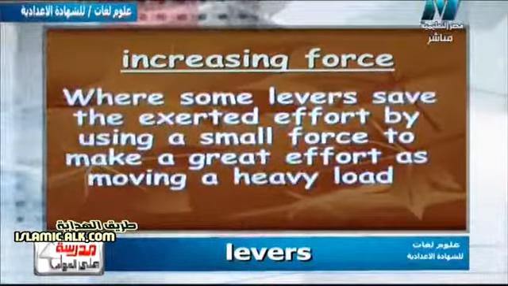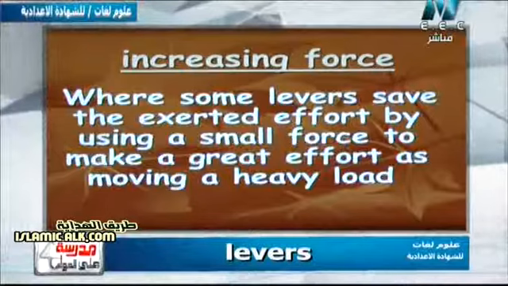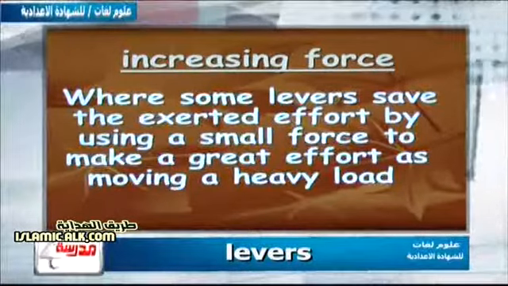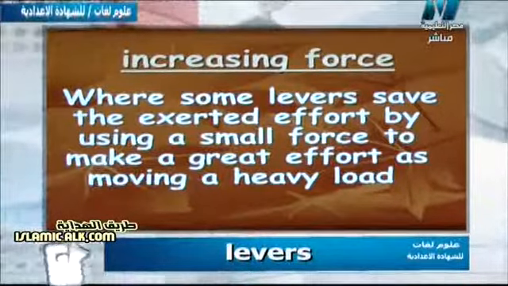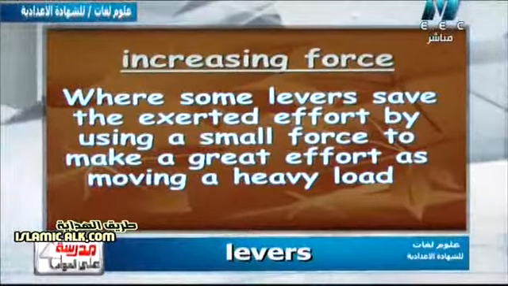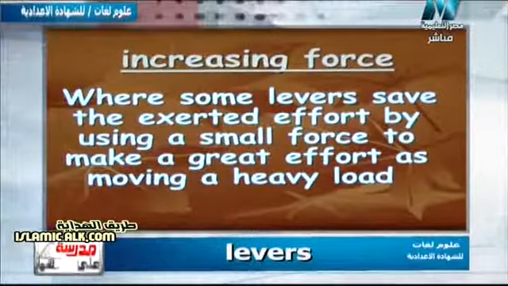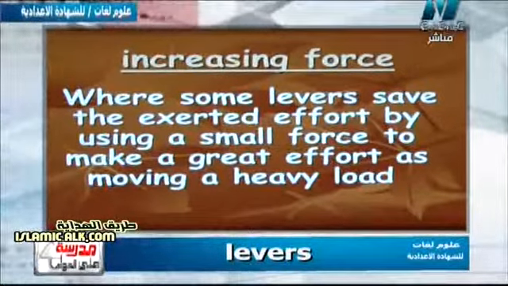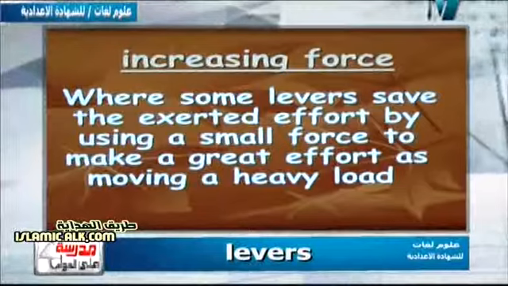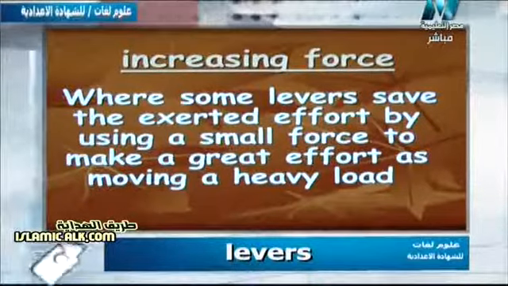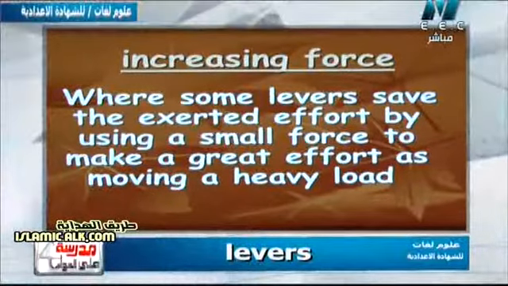Where some levers save the exerted effort by using a small force to make a great effort as moving a heavy load. يعني بعض أنواع الليفر ببذل فيها مجهود صغير عشان أعمل بيها قوة كبيرة جدا أو resistance كبيرة جدا like moving a heavy load زي بالظبط ما أكون بحرك حمل تقيل قوي أو heavy rock صخرة كبيرة by the crowbar. So the first importance of lever is increasing force, where some levers save the exerted effort by using a small force to make a great force as moving a heavy load.